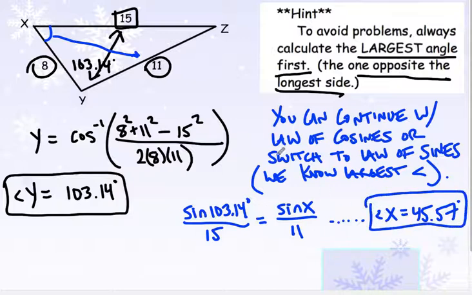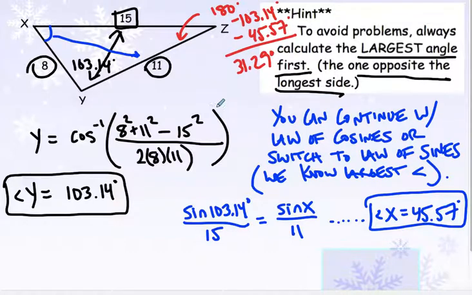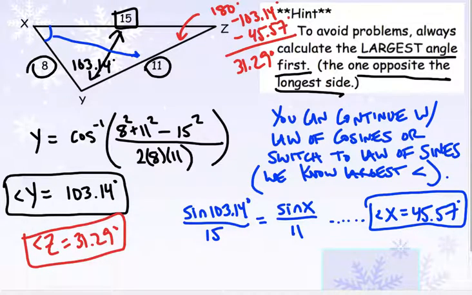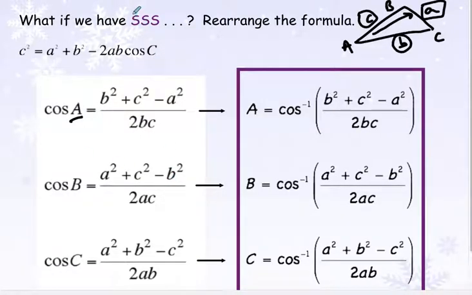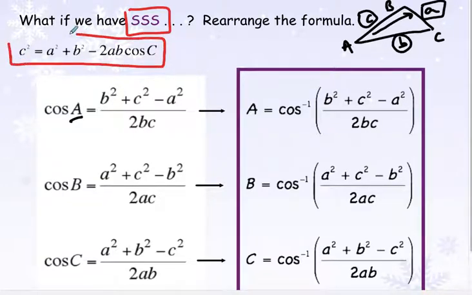And then the last angle, angle z, we can get by doing 180 minus 103.14 minus 45.57. And so then that last angle will be 31.29 degrees. Okay, so these are the formulas you're going to use when you have all three sides. It's the law of cosines just rearranged so that you're solving for the angle.